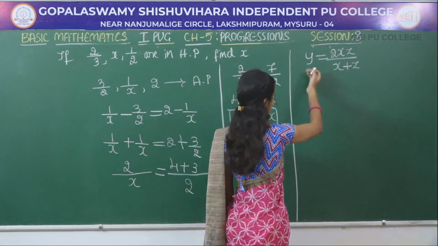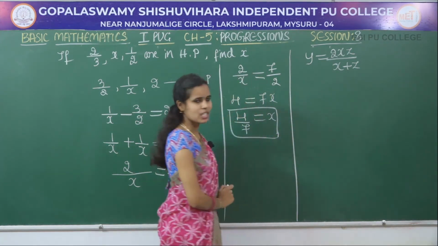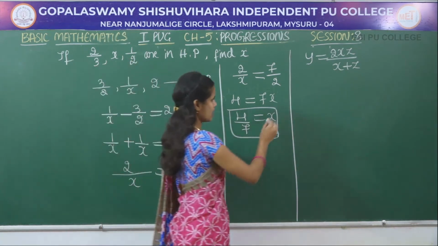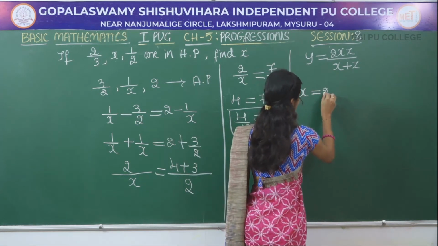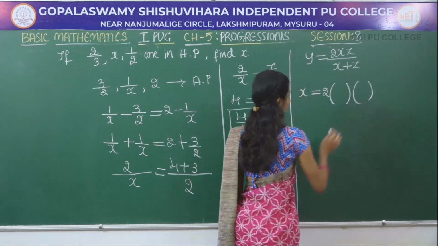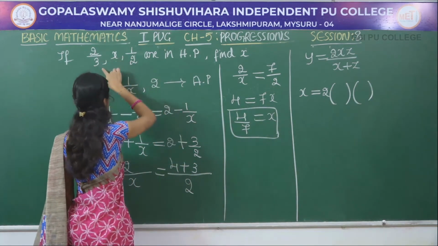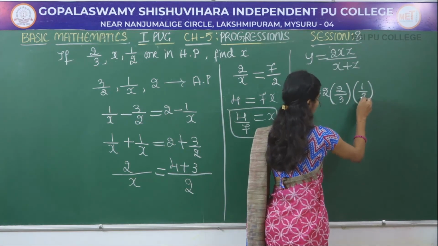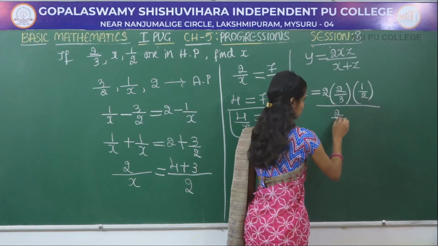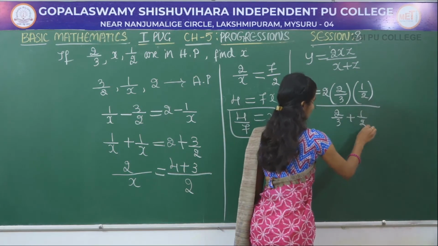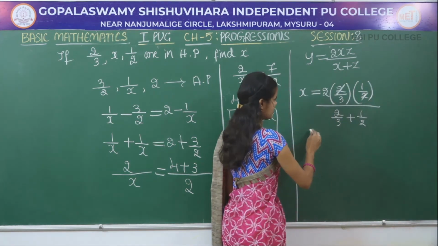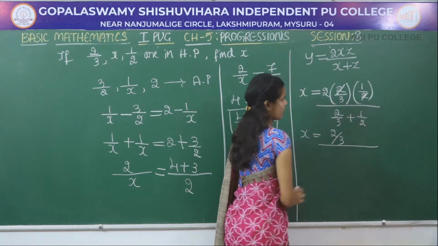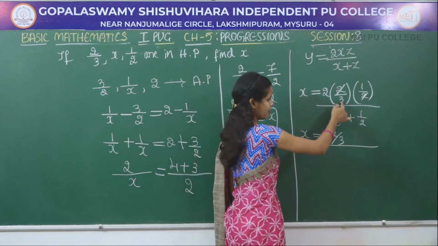So, let us find x by using the formula, y is equal to 2 into xz divided by x plus z. y means the middle term. So, x is equal to 2 into the product of the first and last terms, that is 2 by 3 into 1 by 2, divided by the sum of the first and last terms, 2 by 3 plus 1 by 2. So, here the 2s cancel. So, x is equal to 2 into 1, 2 divided by 3, 2 into 1, 2 divided by 3.